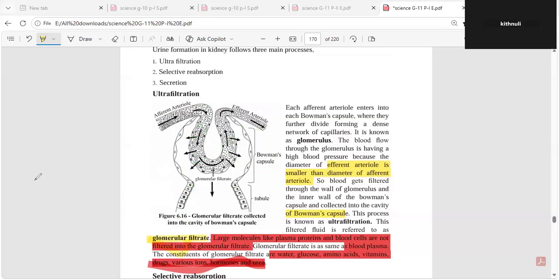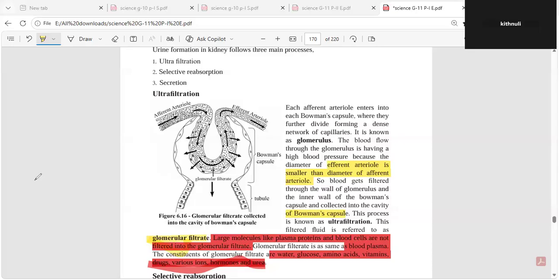This large molecule, right? Like plasma proteins, you will learn about the plasma proteins in the future. And the blood cells will not be filtered into the glomerular filtrate, because that filtrate is produced by the capillaries. They are very thin, one cell layer thickness. So these large molecules will not be filtered. Just the small molecules will be filtered.